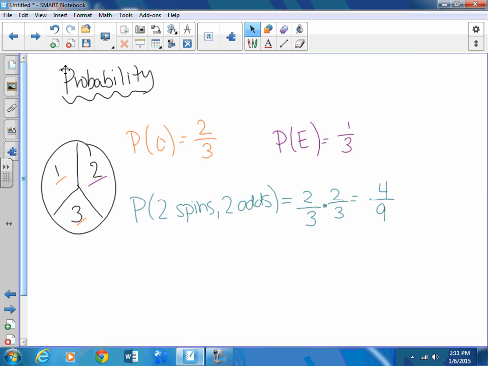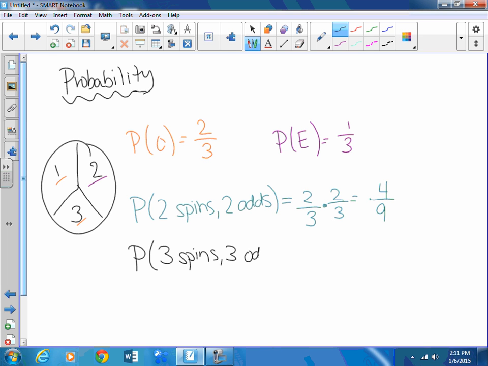We could do the same thing if I do 3 spins, the probability of getting 3 odds. The first spin, the probability is 2/3. The second spin is also 2/3. The third spin is also 2/3. Independent events, so we're going to get 8/27 as our probability. This is the stuff that we've been doing. But we're going to step it up a little bit.